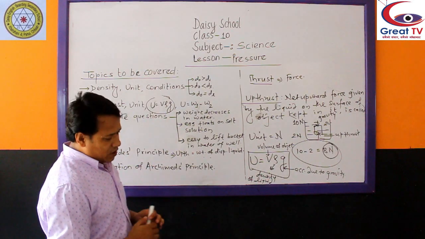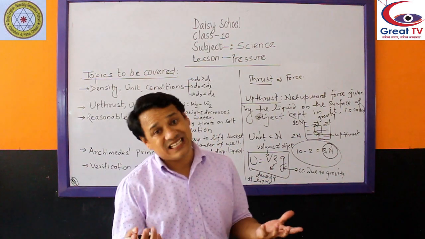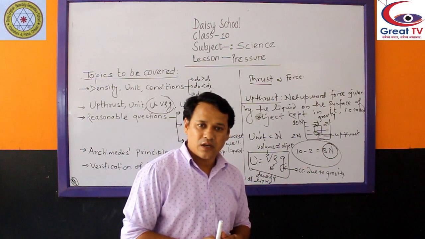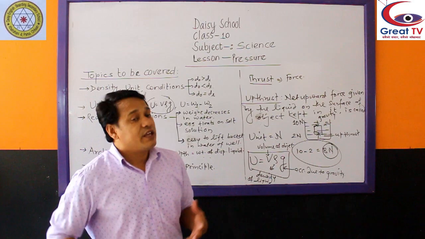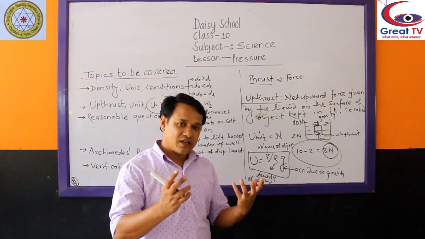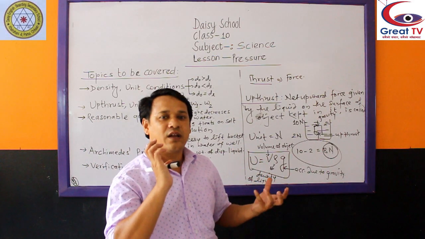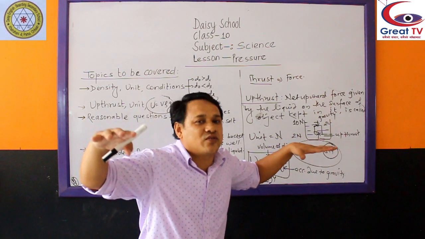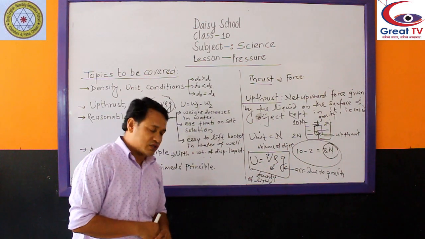After this, you know, it is easier to swim in the sea than in the river. The density of sea water, that is the salty water, is more, so it exerts more upthrust. That means this sea water pushes our body upward, and we find it easy to float. So that is also related with the upthrust.